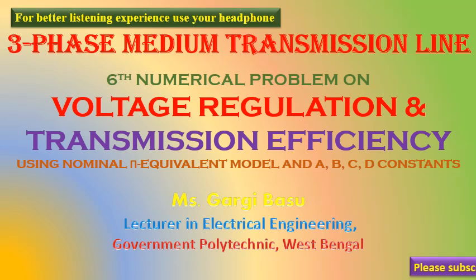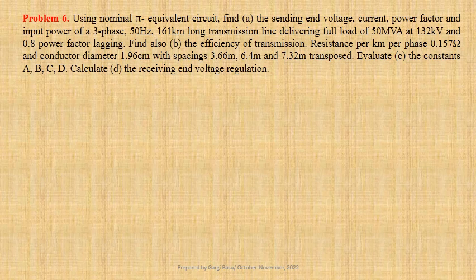Today we are going to solve one numerical problem on three-phase medium length transmission line. By solving this problem, we shall learn how to determine ABCD constants of a three-phase medium length transmission line based on its nominal pi equivalent circuit. We shall also learn how to calculate percentage voltage regulation and efficiency of transmission of this line using those constants.